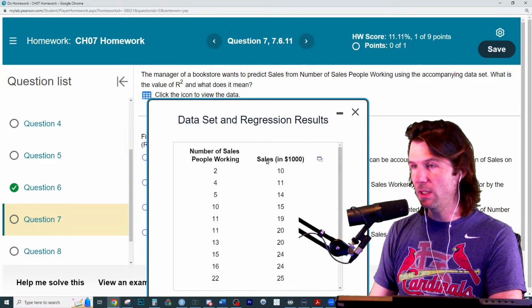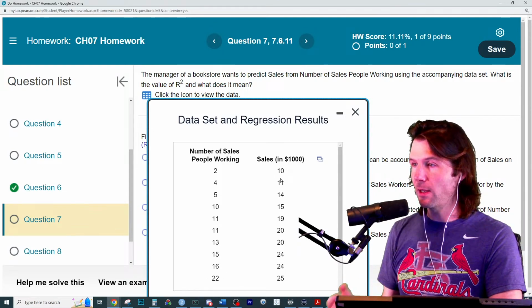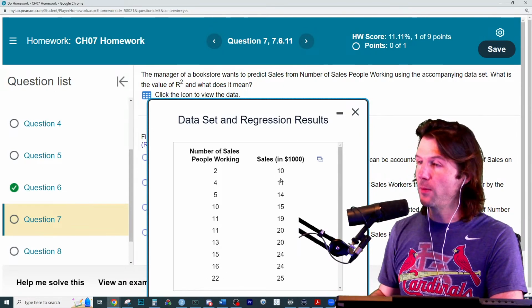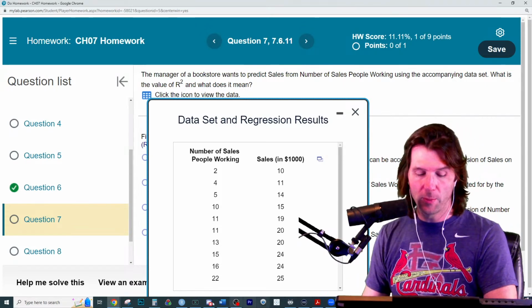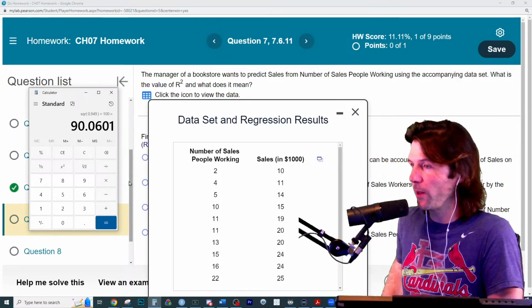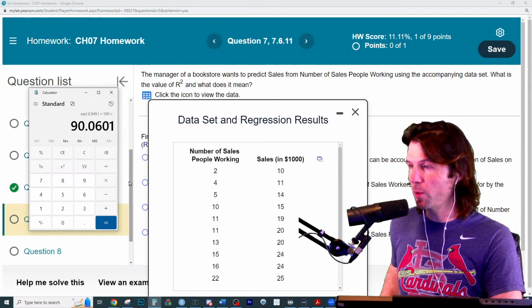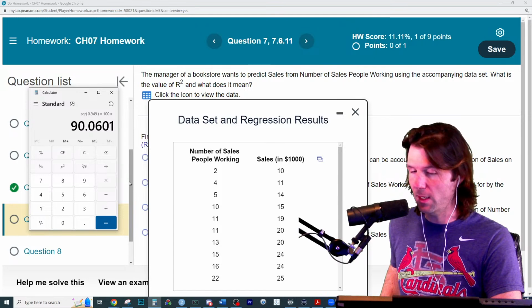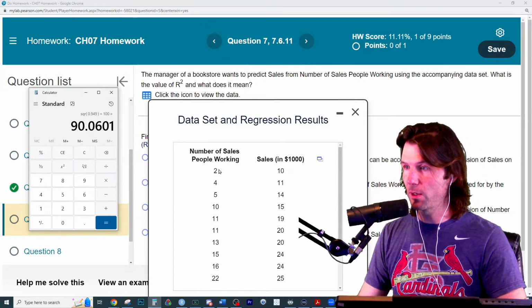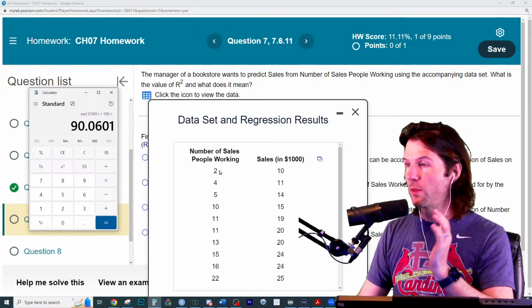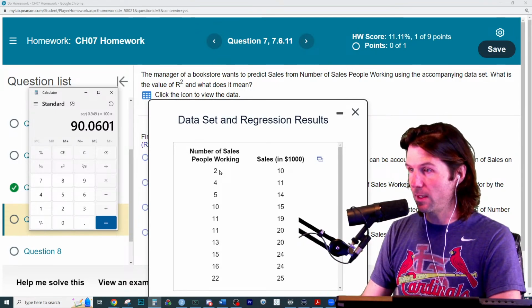So we are predicting the sales in thousands of dollars this bookstore will get from the people working. So the interpretation is, without putting in the numbers, blank percent of the variation in y is explained by the variation in x. R squared percent of the variation in y is explained by the variation in x. 90% of the variation in sales in thousands of dollars is explained by the variation in number of people working. So that's the key to doing the questions on the test.